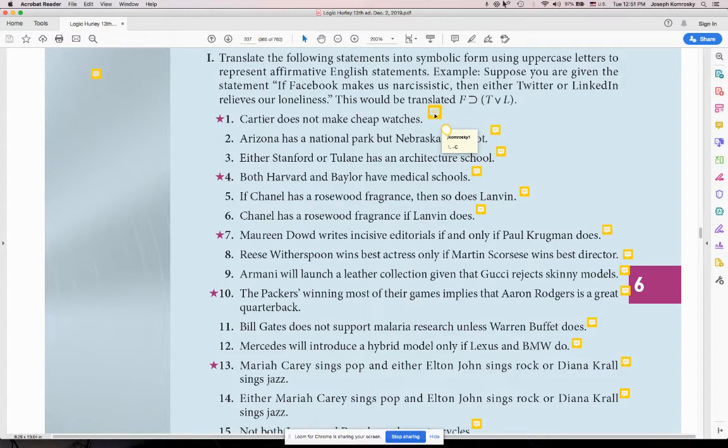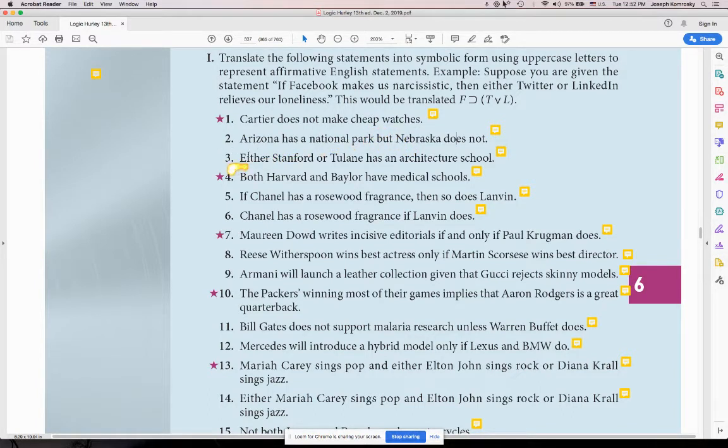I'm going to unpack how to do this in your homework. I'm just letting you know what's coming at you. So while I'm lecturing on how to do this, you, in the back of your mind, will say, oh yeah, he showed me an example of that. So let's see number 2. Arizona has a national park, but Nebraska does not. Right here we have 2 simple statements, and they're separated by a keyword, this word but.